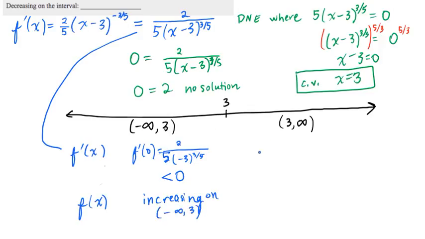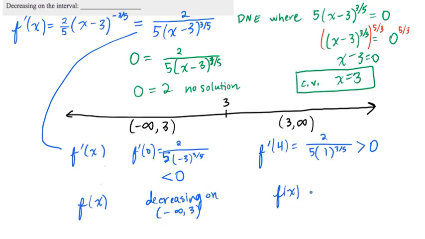Okay, doing the same thing over here. Let's plug in a number between 3 and infinity. So I'll go with 4 into the derivative. Gives me 2 over 5 times (4 minus 3), which is 1, to the 3/5, and that's a positive number. So the derivative at 4 is greater than 0. So the derivative on the entire interval from 3 to infinity is positive. Oops, I said that backwards. When the derivative is negative, the function is decreasing. And when the derivative is positive, f of x is increasing. There we go. On the interval from 3 to infinity.